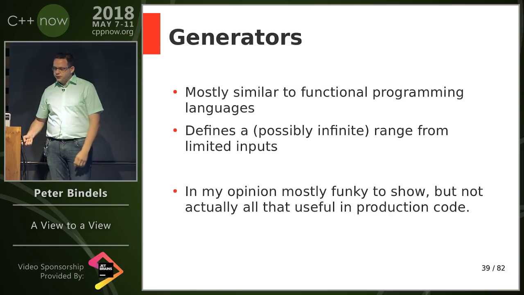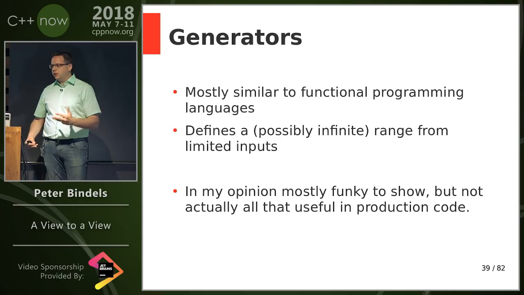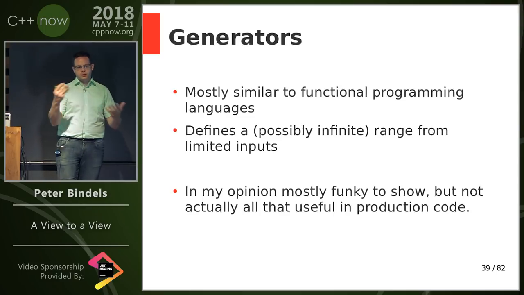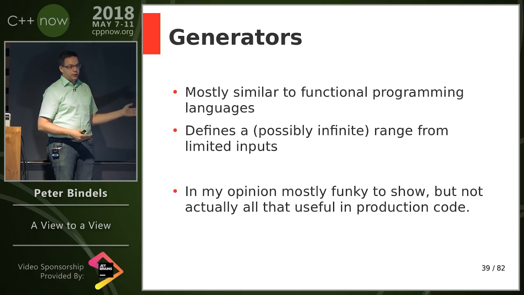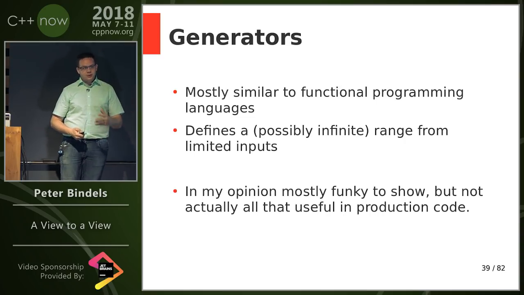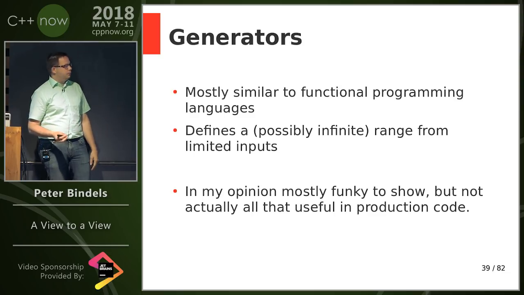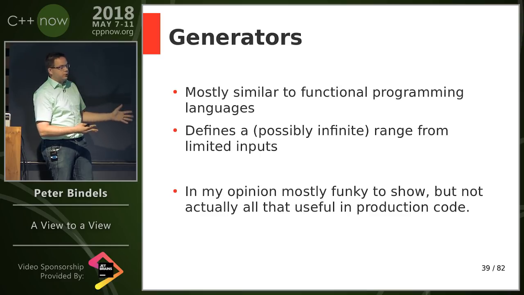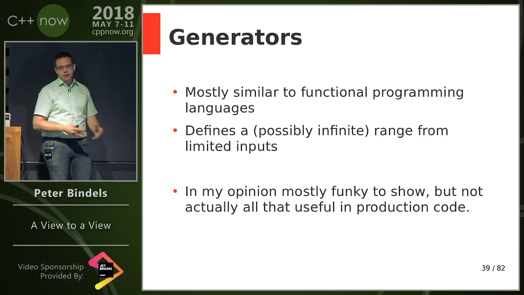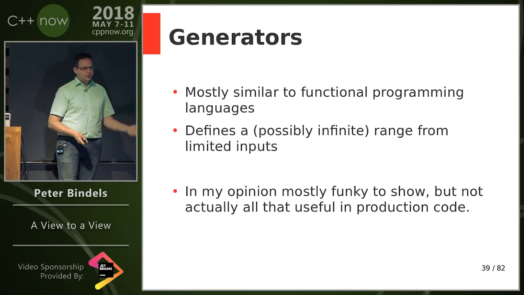We have a generator. It's a thing that's mostly like in functional programming languages, where you have, for example, an infinite range being a generator. And this can define a whole lot of inputs. You can put them through transformations to make ranges of squared things. You can make the calendar example that Eric Niebler has. But in general, I find this is not a thing that I'm using a lot. I'm mostly using it on some actual input and then transforming it. So it's really funky to show. It allows for really nice code. I know that functional languages do a lot with it, but I haven't found much use for it in production code.